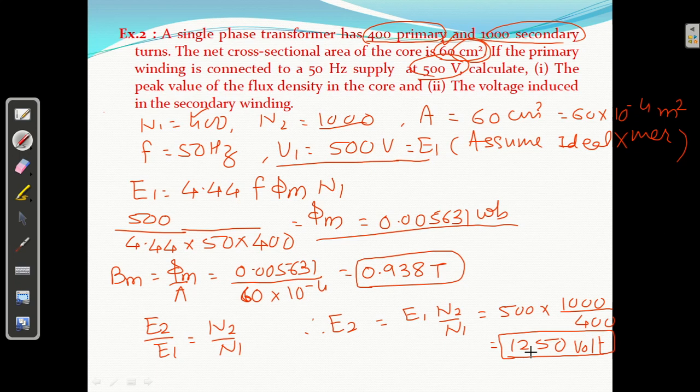Okay, so in this way you can get the answer. If you know the basic formula, you can get it. Just you have to use the basic formula correctly, use the calculator correctly, and you will get the answer. So that is the answer.